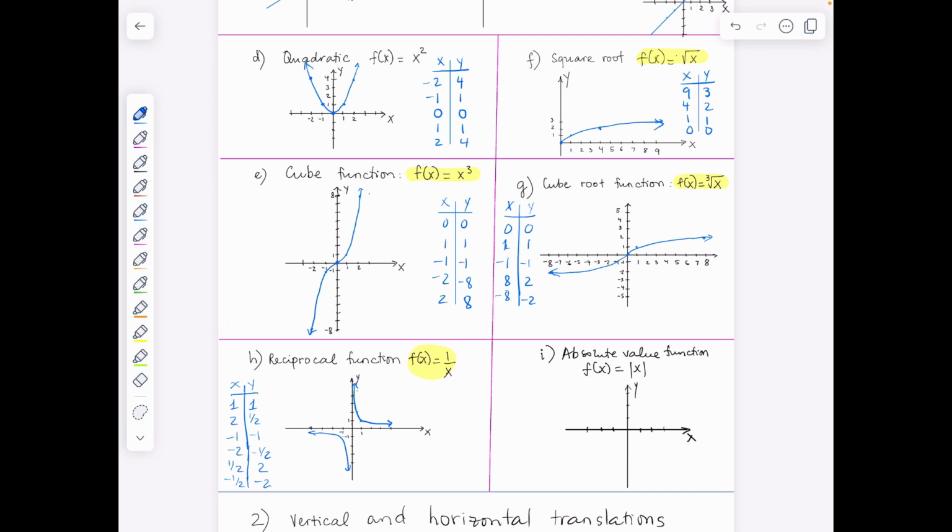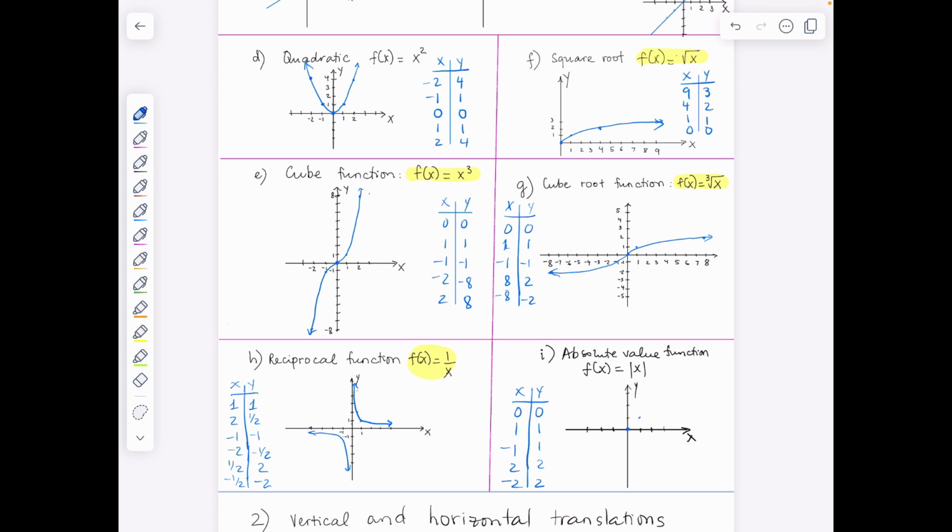And finally, we have the absolute value function, where no matter what x is, positive or negative, y is always going to be 0 or more. So we have some critical points. Let's say x is 0, y is 0. X is 1, y is 1. X is -1, the absolute value of -1 is still 1. And then 2 and 2, and -2 and 2. That should be enough for us to graph here.